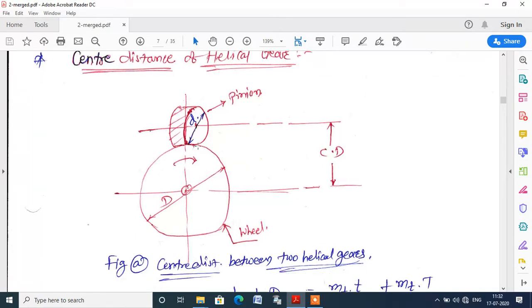If we see here, there are two shafts, and on these two shafts, two helical gears are mounted. Let us say one is a gear wheel having diameter D. It is rotating in the clockwise direction, and there is another gear, a pinion. Generally, we give power to the pinion. So the pinion is the driver and the wheel is the driven member. Here, the pinion has diameter small d.